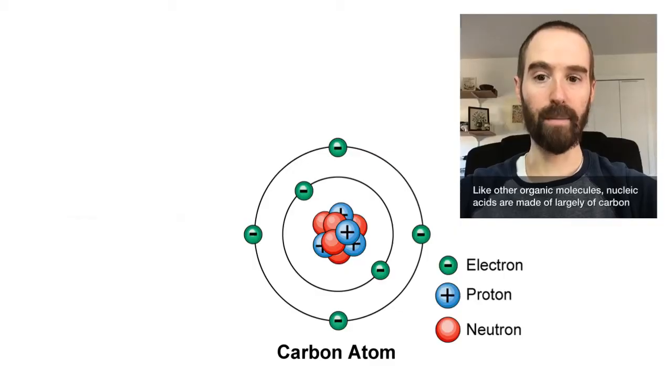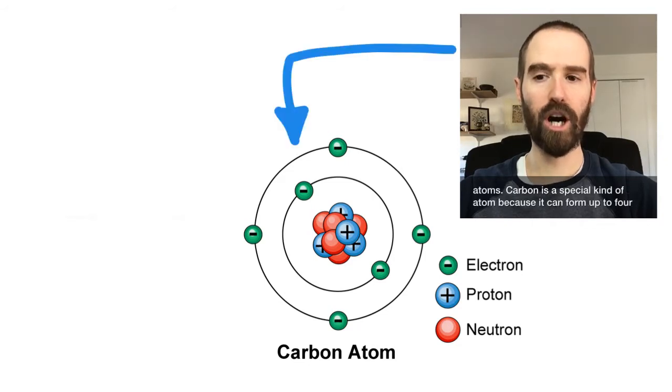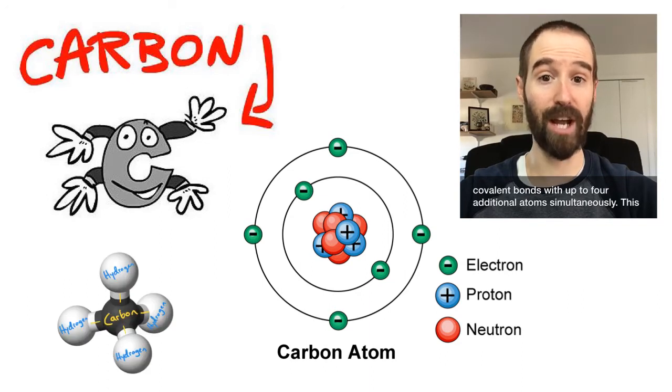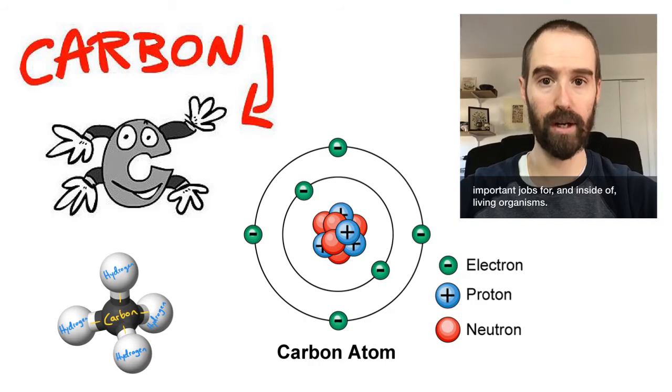Like other organic molecules, nucleic acids are made up largely of carbon atoms. Carbon is a special kind of atom because it can form up to 4 covalent bonds with up to 4 additional atoms simultaneously. This allows carbon to form very large, very complex molecules, and this complexity is what allows carbon-based molecules to do so many important jobs for and inside of living organisms.